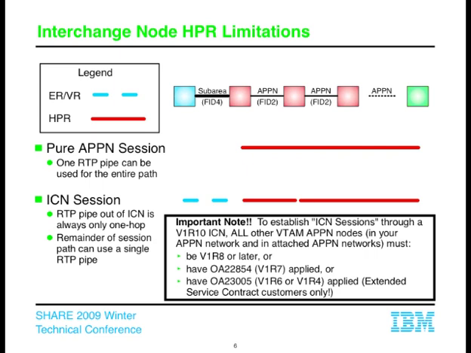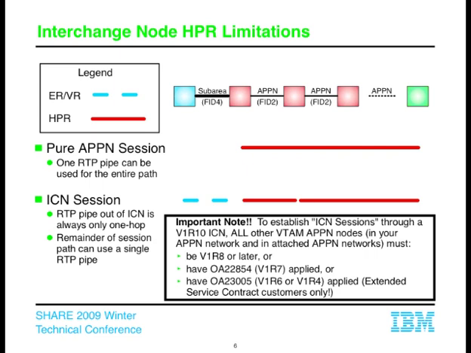At an interchange node, which is this node right here, if the interchange node starts a session into the APPN network and all of the links are HPR capable, then we can establish a single RTP pipe that spans the entire session path. However, if part of the session path goes into the subarea network here, the interchange node had some problems with respect to the way that it allocated network addresses and then made sure that the network address didn't have to change as the APPN portion of the route maybe got recomputed when sessions got queued, etc.